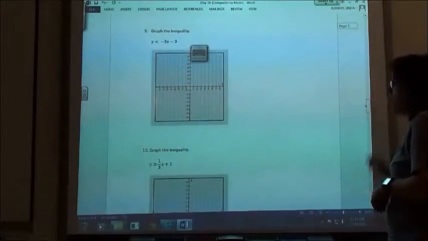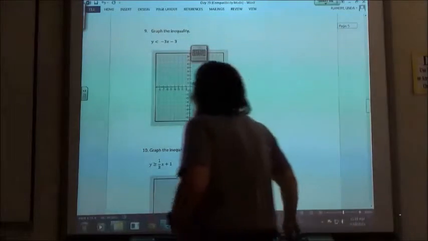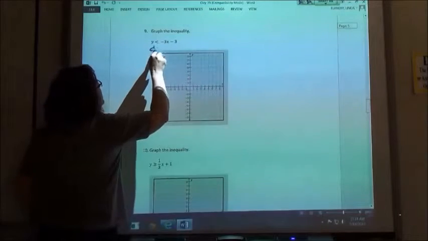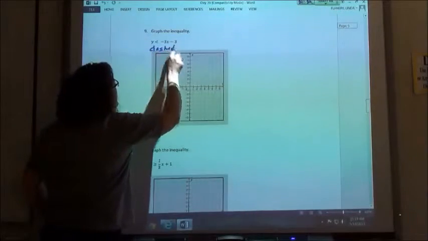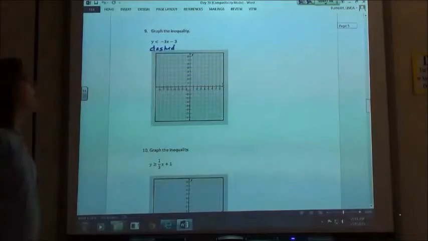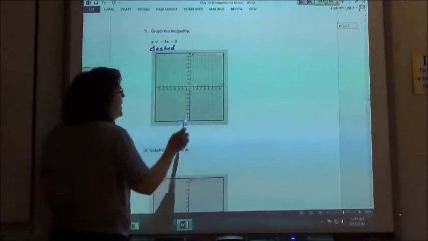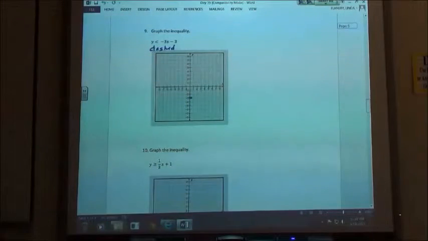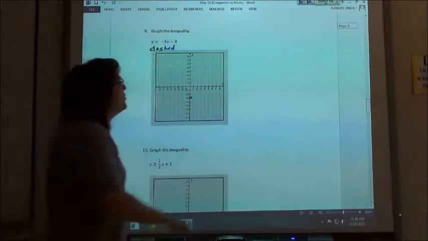So, number 9, I want to graph the inequality y is less than negative 3x minus 3. I look at my inequality and say, oh, I got to draw it solid, but I'm going to change it to a dashed line. But first I got to get my line on there. My y-intercept is at negative 3. So on my y-axis I'm going to mark negative 3. My slope is also negative 3.